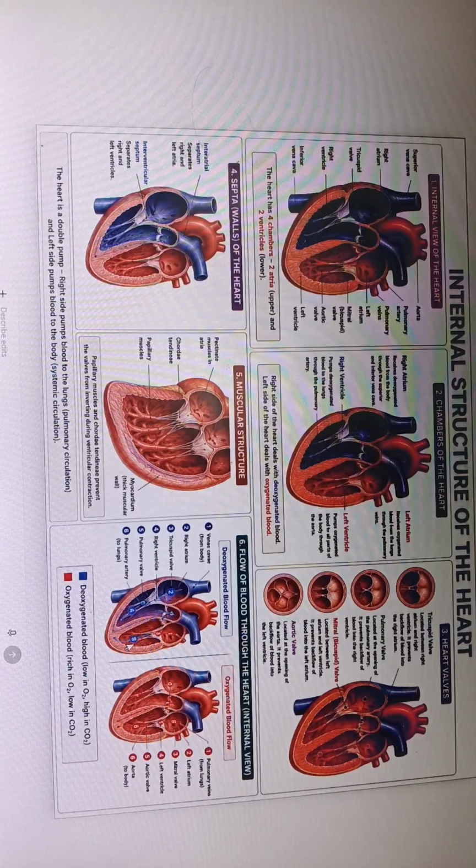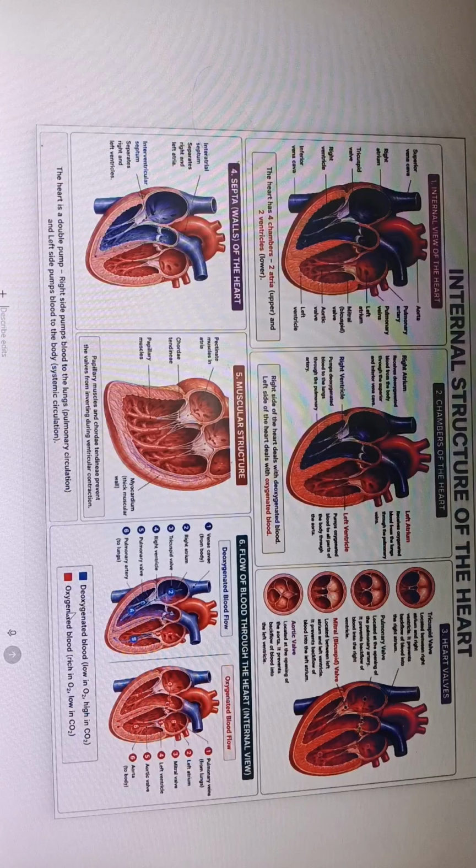Now we will see systemic circulation. The 4 pulmonary veins bring pure blood from the lungs and pour it into the left atrium. When the left atrium contracts, blood comes to the left ventricle through the mitral valve. When the left ventricle contracts, blood goes to the aorta through the aortic valve. Through the aorta, blood goes to all different organs of the body.